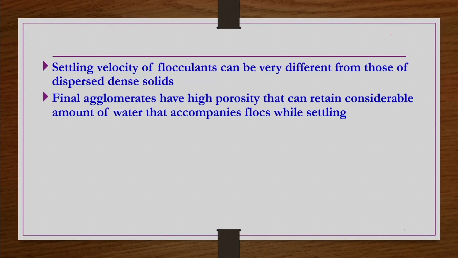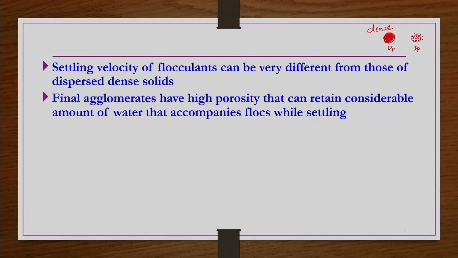But consider the settling velocity of two particles of the same size. Let us say one is a dense solid particle which does not have any porous structure, and there is another particle of the same size, like this. So here dP, here also dP, but this particle is a flocculant, formed because of adding flocculant agents, so it has this kind of nature. Whereas this is a dense solid, a pure dense particle without any porous structure.